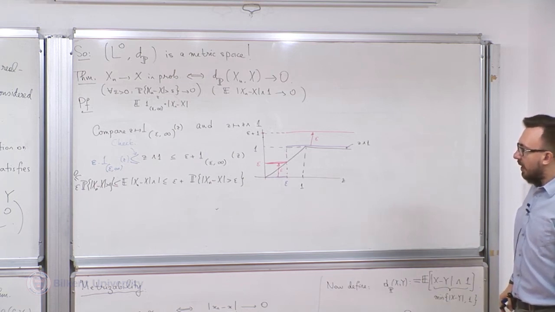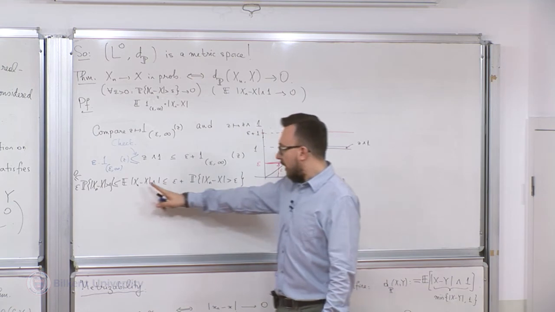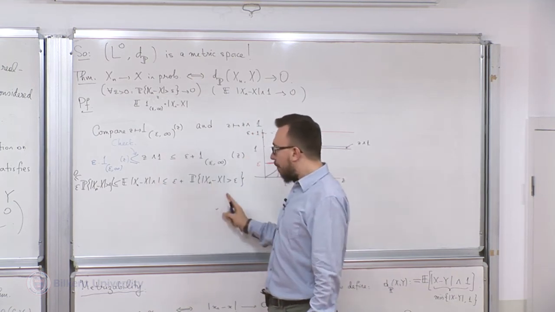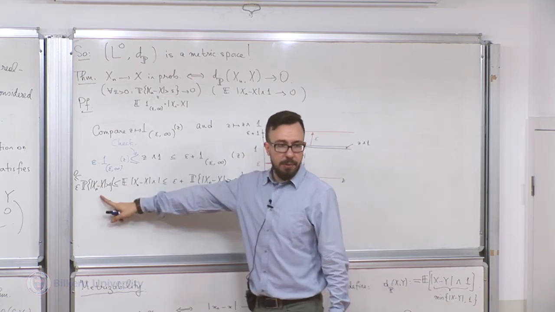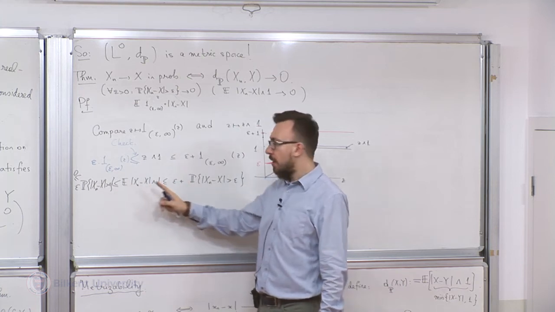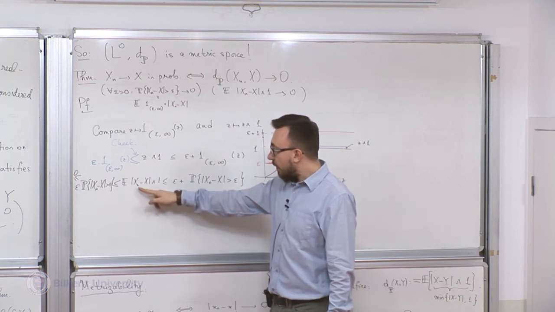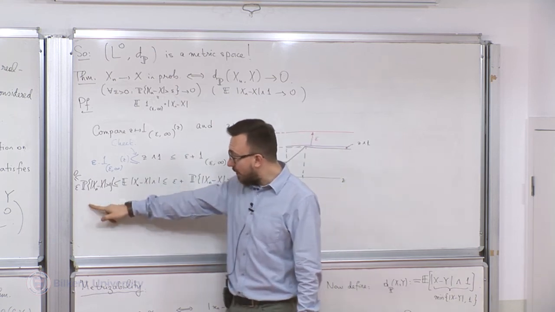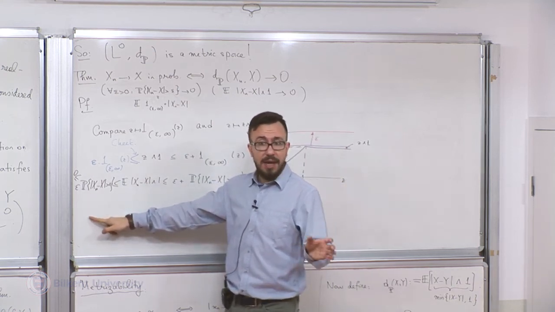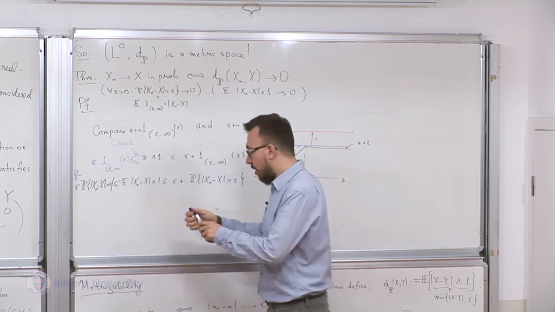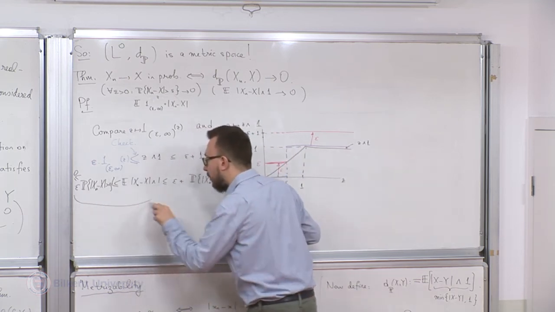So the thing is that the metric is upper and lower bounded by the probabilities in some sense. If you have convergence in probability, then you have convergence in this metric. If you have convergence in this metric, then you have convergence in probability. Just apply the sandwich theorem twice, right? So apply the sandwich theorem here.